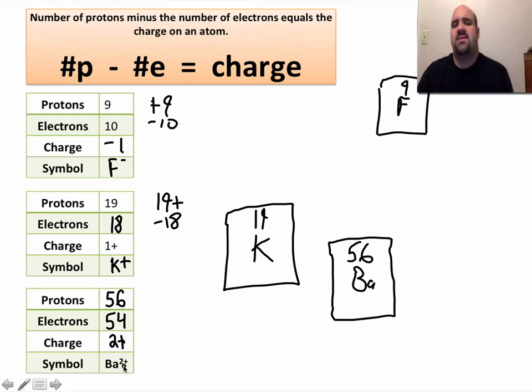So that's how we do these. That's how we do ions. When we want to know about ions, we're just comparing the number of protons and electrons in an atom. And you could always figure out the charge by using proton number minus electron number, or you can just, a lot of times, just do it in your head. You know, if there's 9 positive particles, 10 negative particles, the charge must be a -1.